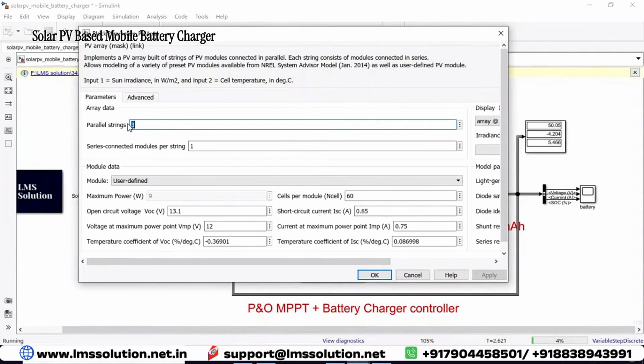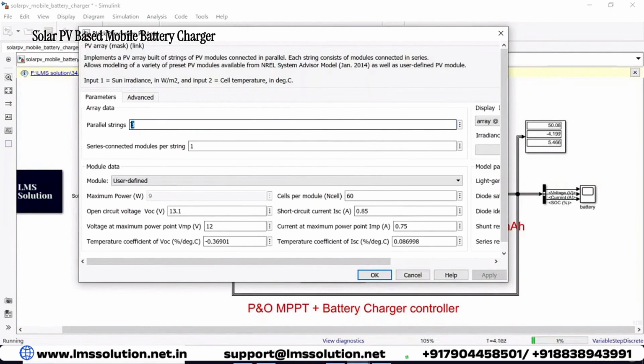If you use a single module, the power rating will be 9 watts. Recently you can see the normal battery charger ratings, which come with 50 watts, 50 watts, 30 watts, and 20 watts. Based upon that, we can change the rating by changing the parallel string number. If you want a near 20 watt charge controller for that battery using solar PV, then you can change this value to 2.